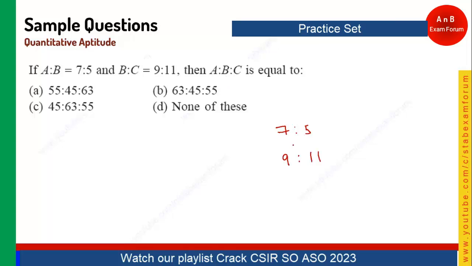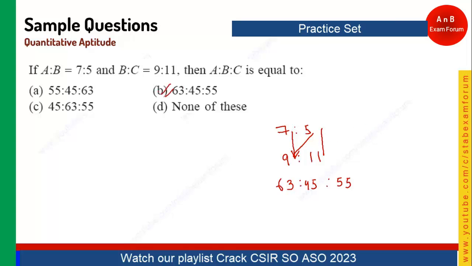So there are several methods, but I will tell you the simplest one. You make a calculation like this. First horizontally, 7 times 9 is 63. After this, cross it: 9 times 5 is 45, right? After that 5 into 11, 55. So option B is the correct answer.